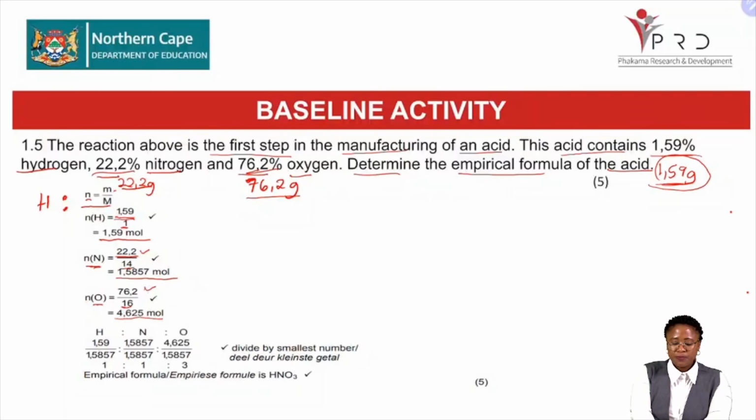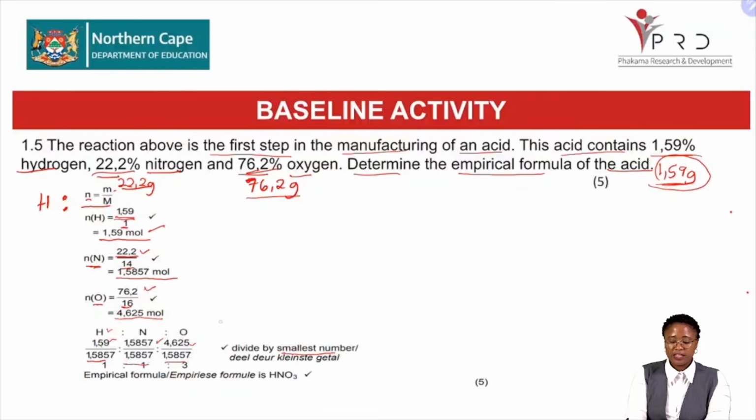You are going to divide by the smallest number of moles. That is the next step. You have the number of moles of hydrogen, which is 1.59, the number of moles of nitrogen, which is 1.58, and the number of moles of oxygen, which is 4.625. Then between these three values, you check which one is the lowest number. The lowest number over here is 1.5857. Then you are going to divide everything by 1.5857.